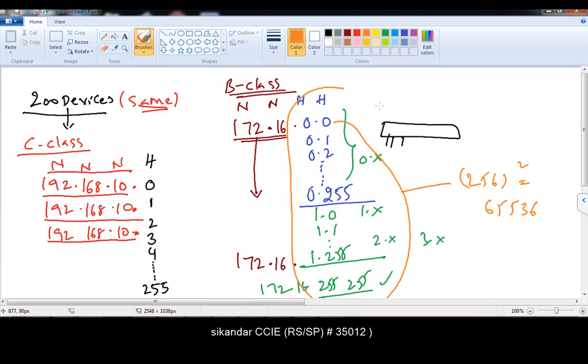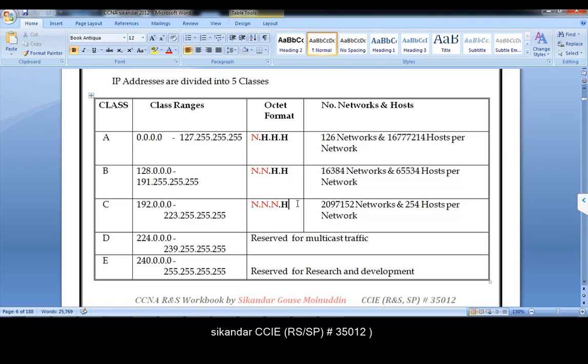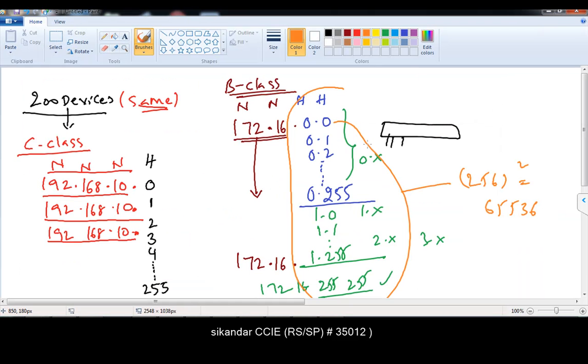This is the main reason for classification: in order to meet different size requirements, they made multiple classes, and the host portions also vary. In C class there is only one host portion, which represents only 8 bits, so we can only change this one portion; 2 to the power of 8, 256, is the size of the network. In B class, two host portions means 16 host bits, 2 to the power of 16, around 65,536. Similarly, in A class you get 16 million addresses in one network. It's a very big number.